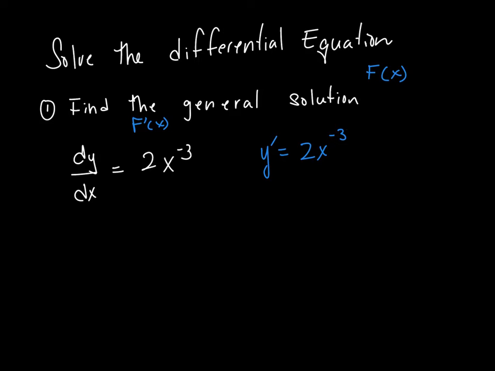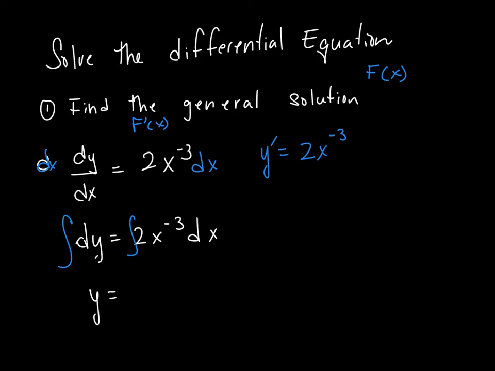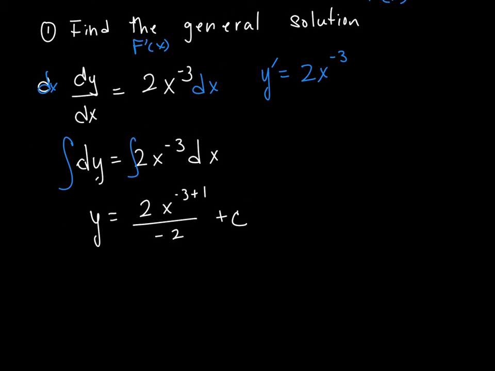The way we're going to go ahead and do that is think about taking this and moving this dx up. Now I'm left with dy is equal to 2x to the negative 3 dx. I go through and take the integral, or the antiderivative, of both sides, and that gives me y is equal to 2x to the negative 3 plus 1 over negative 2 plus my constant, or that y is equal to negative 1 over x squared plus my constant.